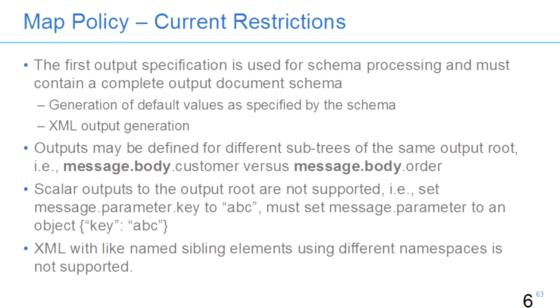At this point, scalar outputs to the output root are not supported. So if you wanted to output something, for example message.parameter.key, and you wanted to set that to the scalar ABC, what you would do instead is set message.parameter to an object which would have key as the key, and then ABC as the property.